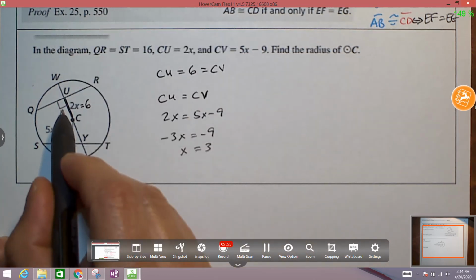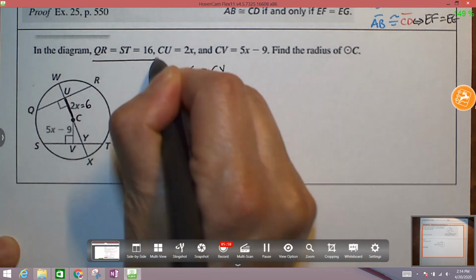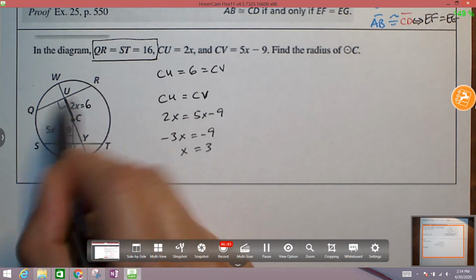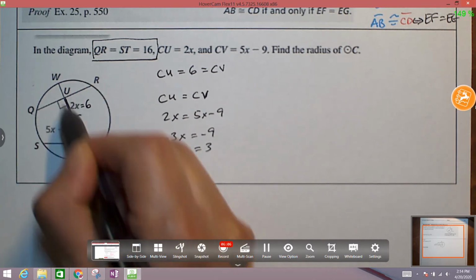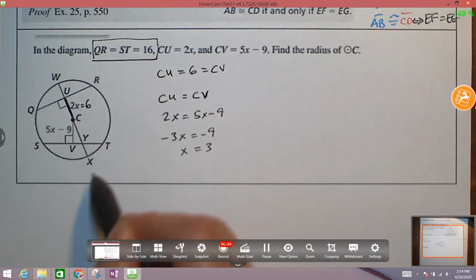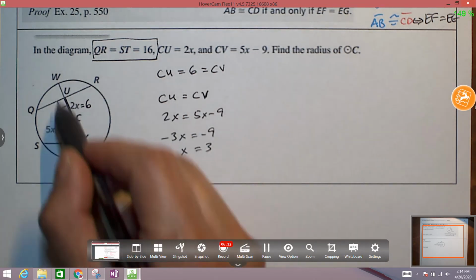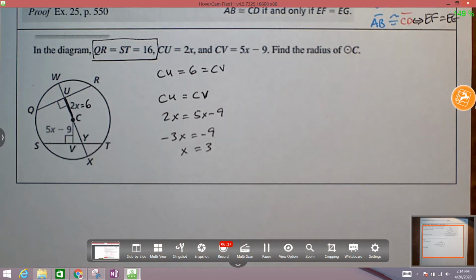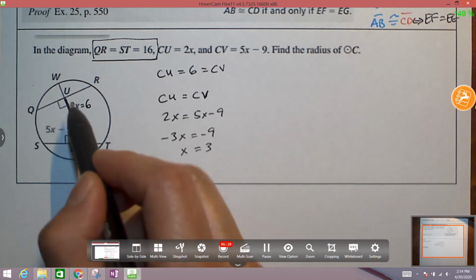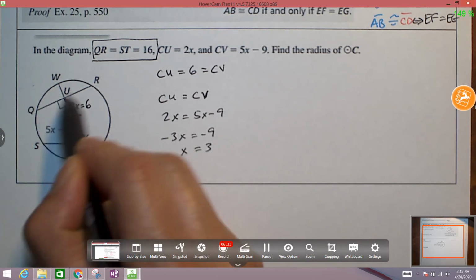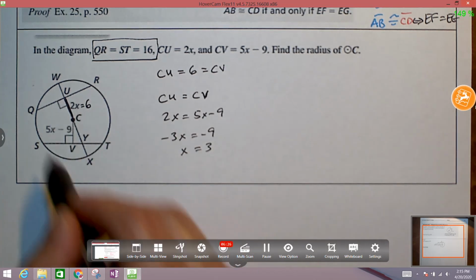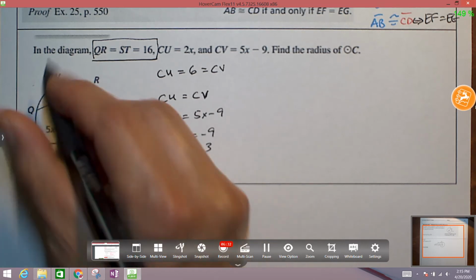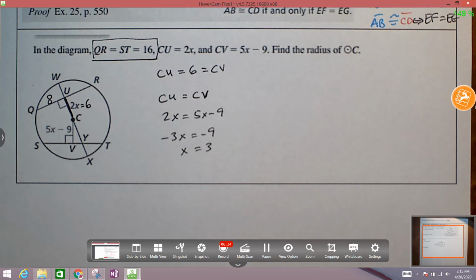We also were given up here that QR is equal to ST is equal to 16. So QR, this entire thing, is 16. And if you look at this, this is a diameter. Segment WX is a diameter. And we know that the diameter is a perpendicular bisector of this chord, right? And because it's a perpendicular bisector, we know that these two pieces are congruent, meaning their lengths are equal to each other. So if this entire thing is 16, and this diameter is bisecting it, this must be 8. So let's write in 8 there.